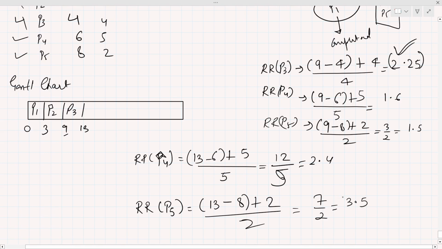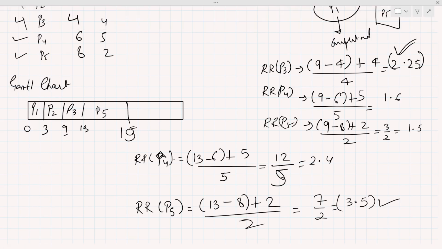So definitely we have to select the process that has the highest response ratio. P5 has the highest response ratio, so P5 is selected. Its burst time is 2, so 13 and 2 become 15.